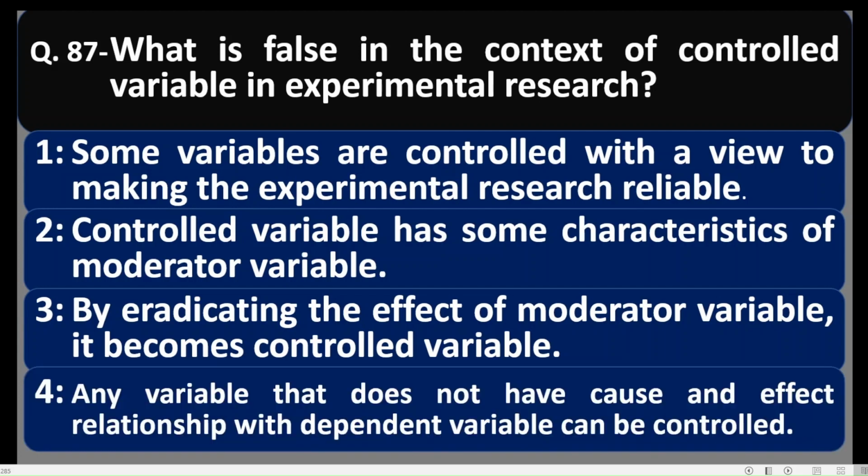It is also true. Number four, any variable that does not have cause and effect relationship with dependent variable can be controlled. If any variable has no relation with the cause and effect relationship of dependent variable, then there is no need to control that variable. So option number four is correct in terms of this question. Any variable that does not have cause and effect relationship with dependent variable can be controlled. This is false in terms of the question given here. So option 4 is correct.